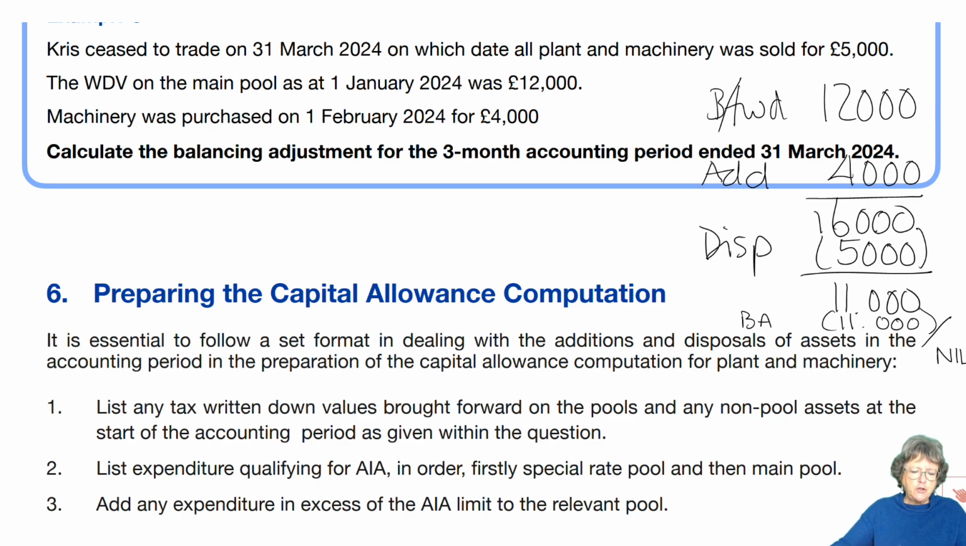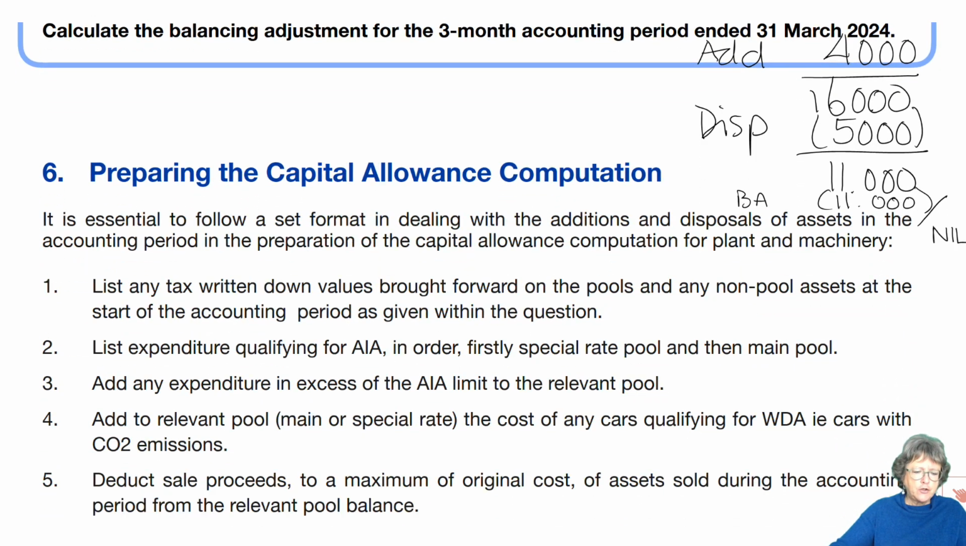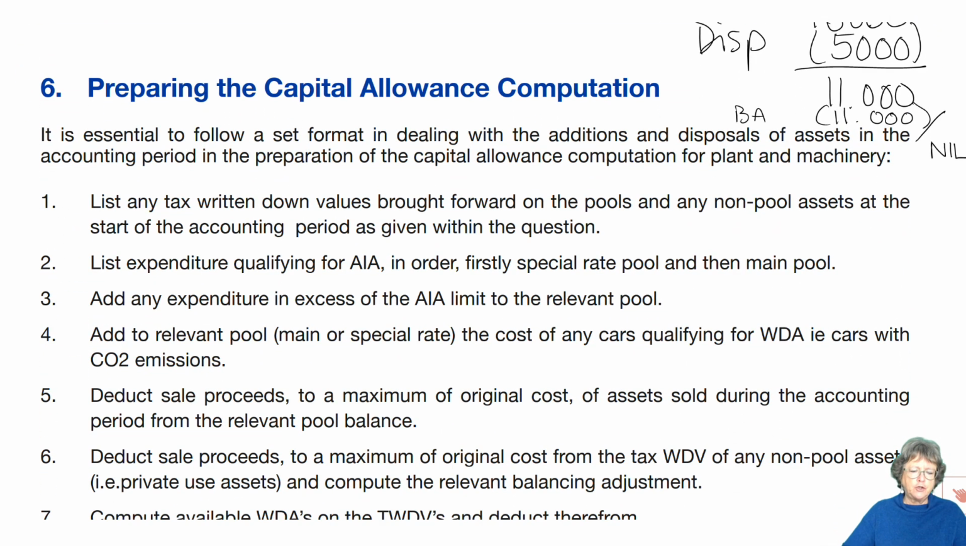So I'm going to do a bit of a recap and have a look at the pro forma in full. It is essential to use the set pro forma for all your assets and disposals. So you list all the tax written down values brought forward on the pools and non-pool assets. Copy those down.